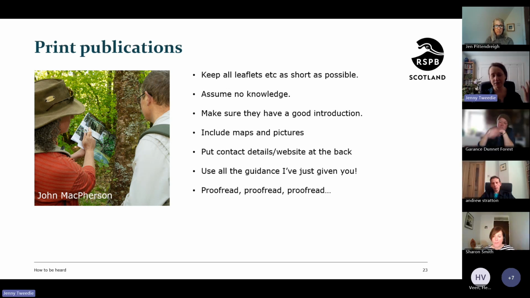And then just use all the guidance that I've just given you about writing: short sentences, don't use technical terms, etc., and proofread. If a leaflet is going into print, it is there for all time. If something's going onto a website, you can go on and change it if it's got a mistake in it. If you accidentally print somebody's personal phone number into a leaflet, you're in big trouble. And you might have 10,000 of them and you don't really want to be mulching them and trying again.